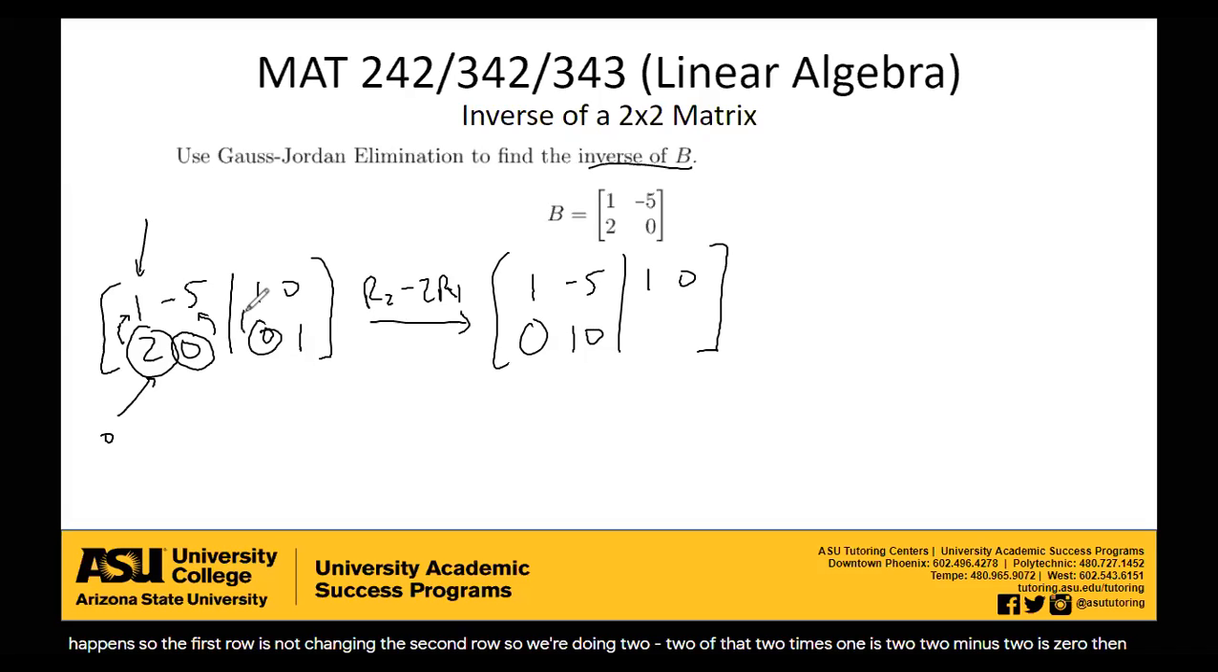Then we're taking 0 minus 2 of those. 2 times 1 is 2, 0 minus 2 is -2. And then we're taking 1 minus 2 of those. 2 times 0 is 0, 1 minus 0 is 1. Okay, so this is our first step.